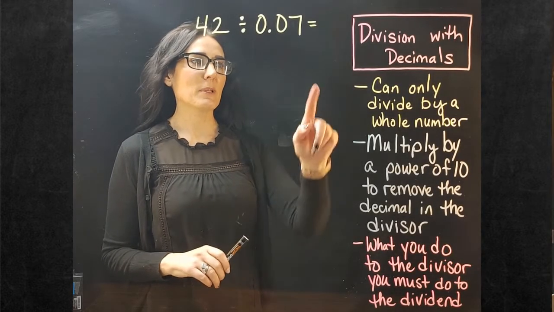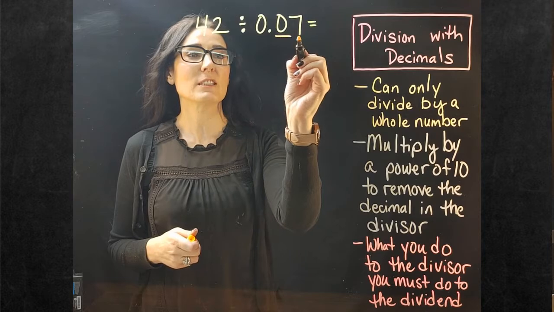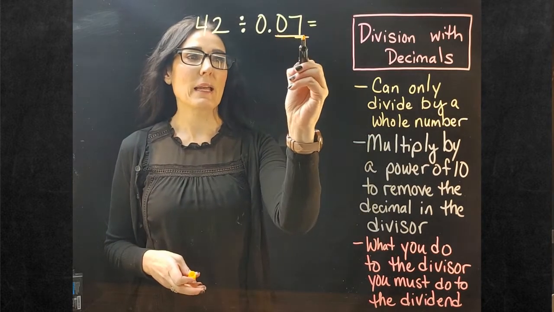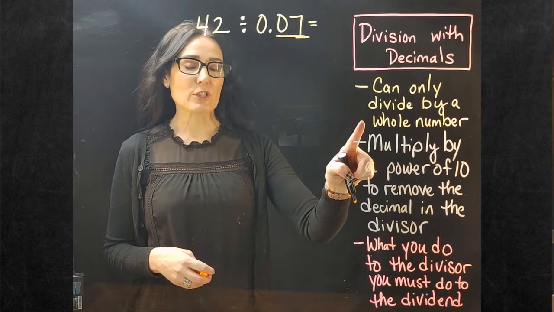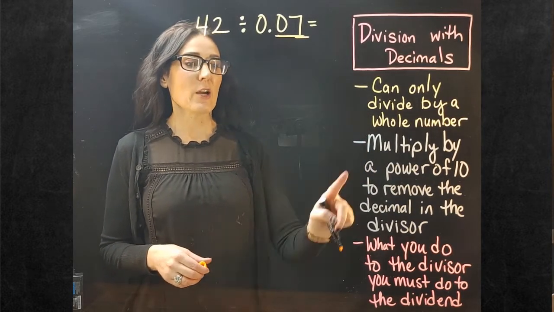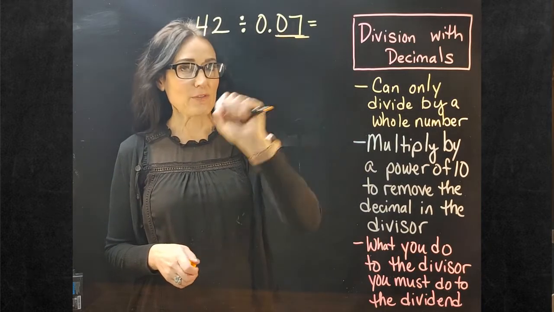Right, so on this problem, we're going to be doing division with decimals, and this time we're going to be using what we call a two-digit divisor. So a couple things to remember is you cannot divide by a decimal. So the first thing we have to do is change this into a whole number. Now to do that, we have to multiply the divisor by a power of 10.